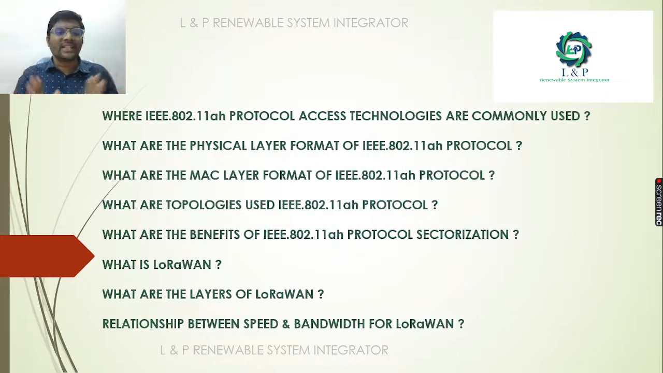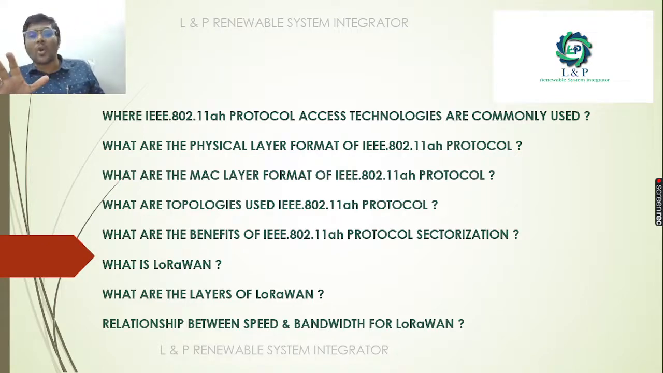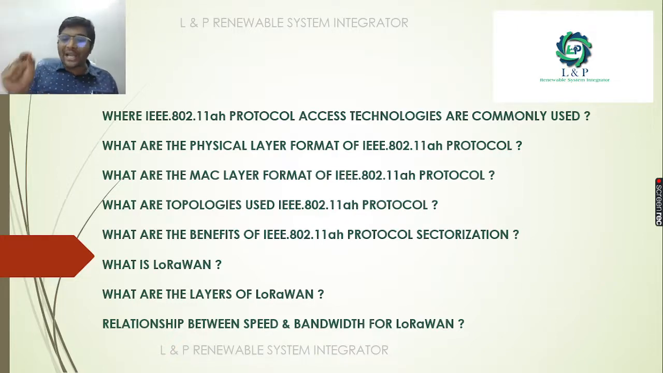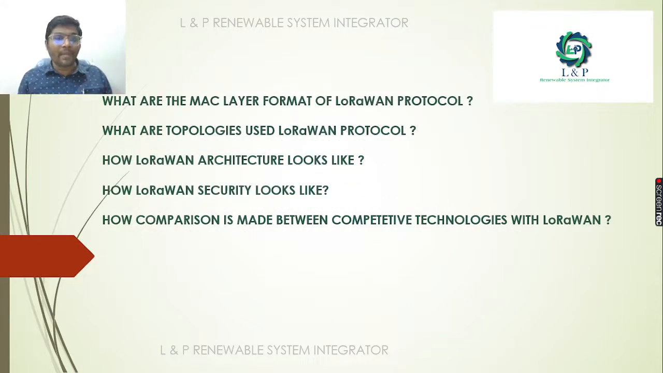So what are the things that we are going to discuss in part 3? Here in part 3 we are going to discuss the important protocols, that is access technologies, used for IEEE 802.11ah, where it is commonly used, and what the physical layer format, MAC layer and topologies are for this protocol, and what the benefits of using it are, sectorization, and what LoRaWAN is, and what the layers of LoRaWAN are, and what the relationship between the speed and the bandwidth for LoRaWAN is, and what the MAC layer and topology used for LoRaWAN are, and how the LoRaWAN architecture looks, and what LoRaWAN security looks like. We are also making a comparison between competitive technologies and LoRaWAN.